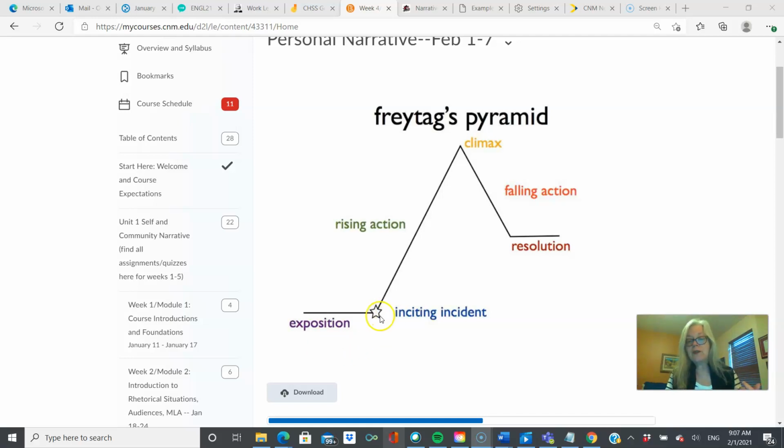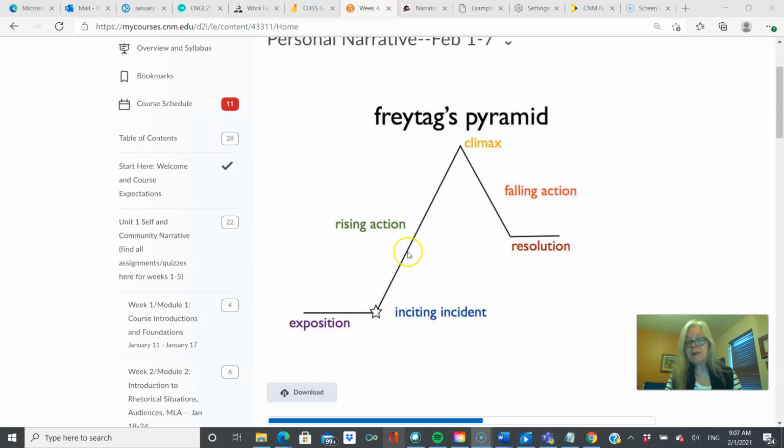And then we go to the inciting incident. Notice that star. It's like a spark that lights a fire. It's the thing that sets the story in motion. Things were cruising along, and then one day, boom, something happened. What is that something that happened? That launches the story. It gets more complicated.